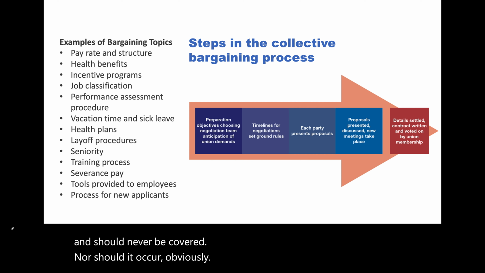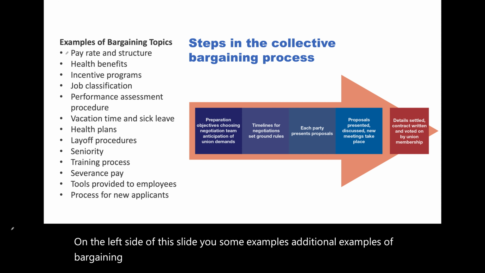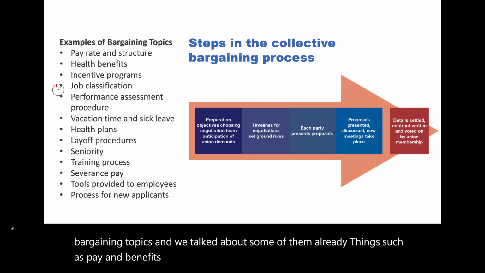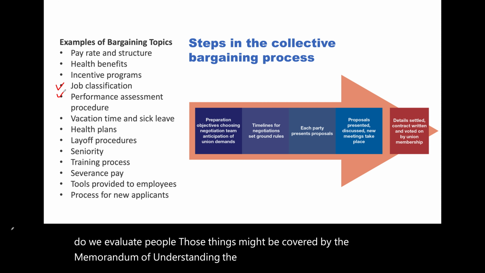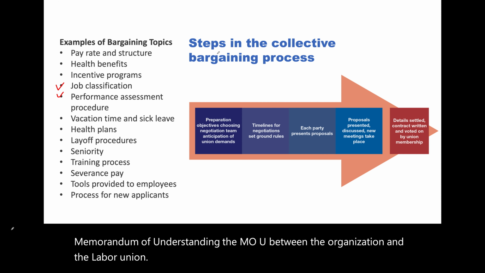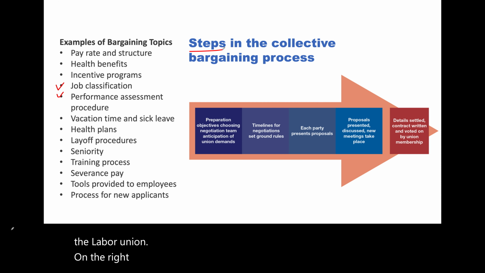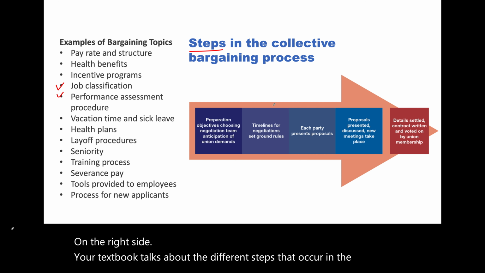On the left side of this slide, you see some additional examples of bargaining topics. And we talked about some of them already. Things such as pay and benefits, even things such as how do we classify jobs and how do we evaluate people. Those things might be covered by the Memorandum of Understanding, the MOU, between the organization and the labor union. On the right side, your textbook talks about the different steps that occur in the collective bargaining process. And there's five steps.